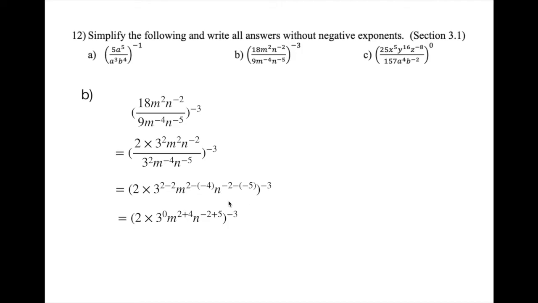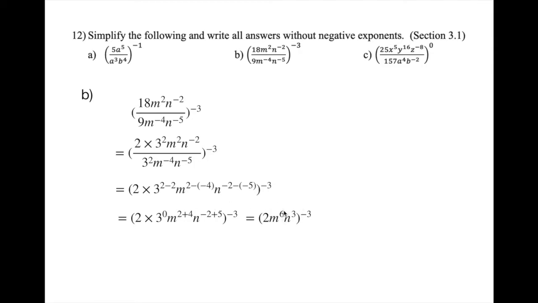And again, we can further simplify that. So for the 3, the power is 0, 2 minus 2 is 0. And for m, 2 minus negative 4 is 2 plus 4. For n, minus 2 minus negative 5 will become minus 2 plus 5. And we can further simplify that, which is much easier. The 3 to the power something term is gone because anything to the power of 0 is just a 1.